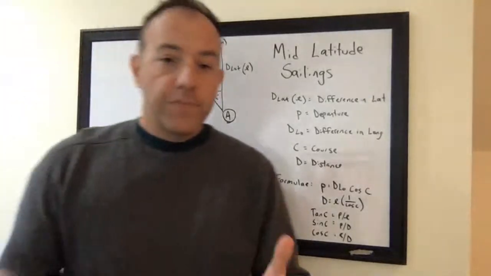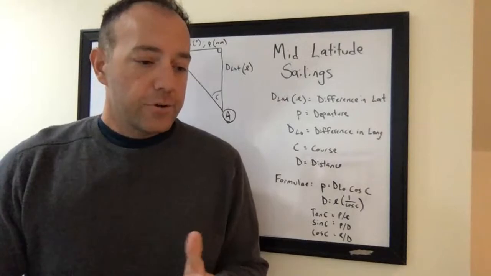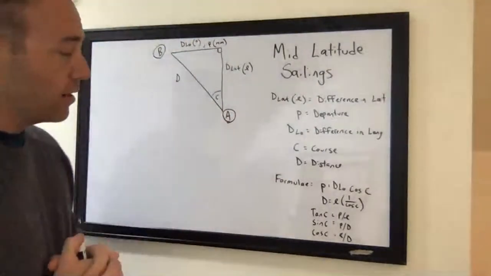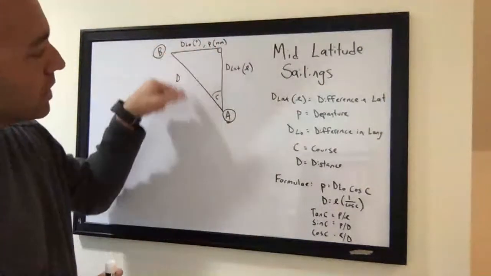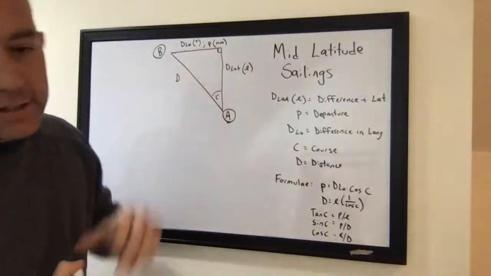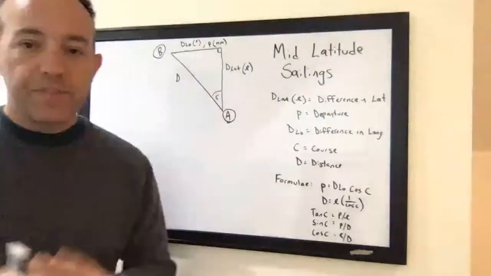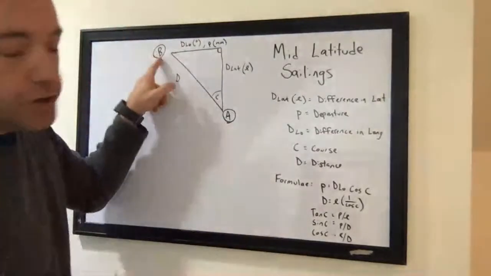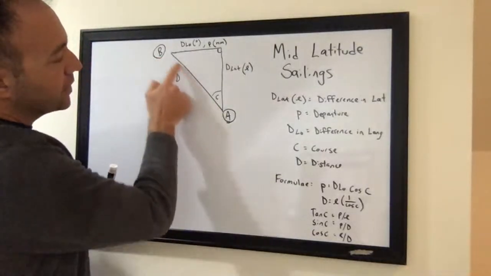As usual, there are a couple of terms we need to identify first. I thought it would be helpful to think about it in terms of a triangle, which you may remember from earlier in your life, school or something. We've got a right triangle here with a 90 degree angle. Point A is your starting position, where you're going to start out. Point B is your destination. And this is the track that you're going to take.